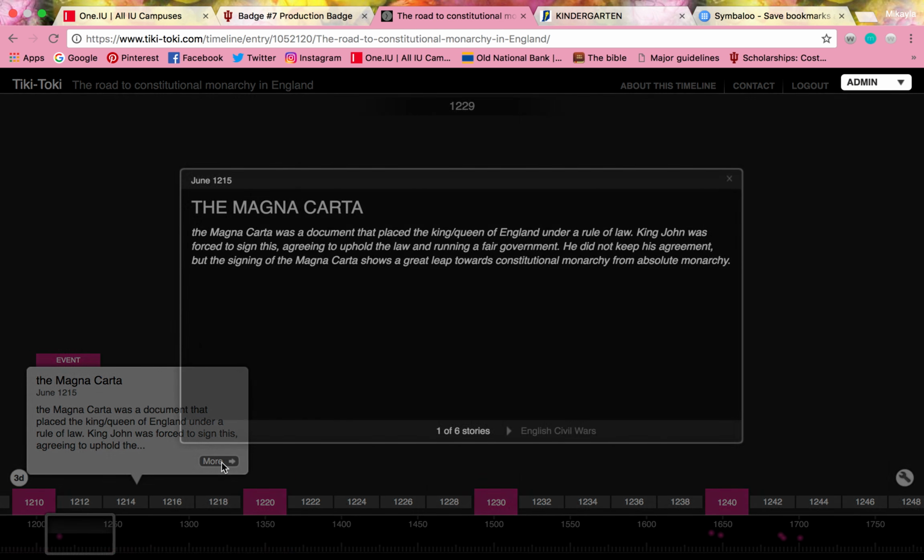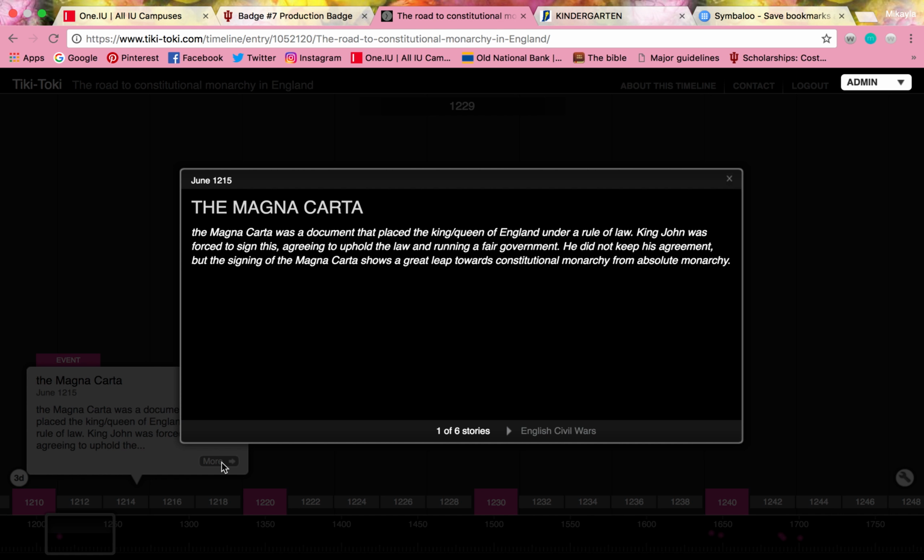So the first event was in June of 1215, and it is the signing of the Magna Carta by King John. So here's a little description of it, and basically King John was just a tyrant. He was like a dictator. He wasn't being a fair ruler, and so he was forced to sign this, agreeing to uphold the law and run a fair government. He did not keep his agreement, but the signing of the Magna Carta does show a great leap towards constitutional monarchy from absolute monarchy because it was the first document to be signed that gave limits to a king's rule.